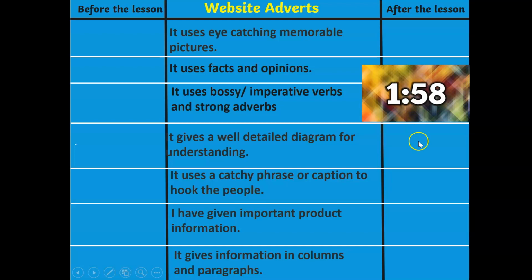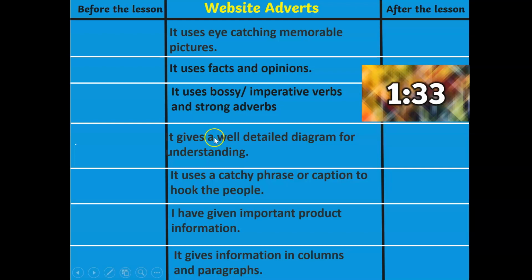Your time has started now. I will just repeat the statements for you. It uses eye-catching, memorable pictures. It uses facts and opinions. It uses bossy, imperative verbs and strong adverbs. I hope you know about bossy verbs. They appear to us as words which have a commanding tone in them.